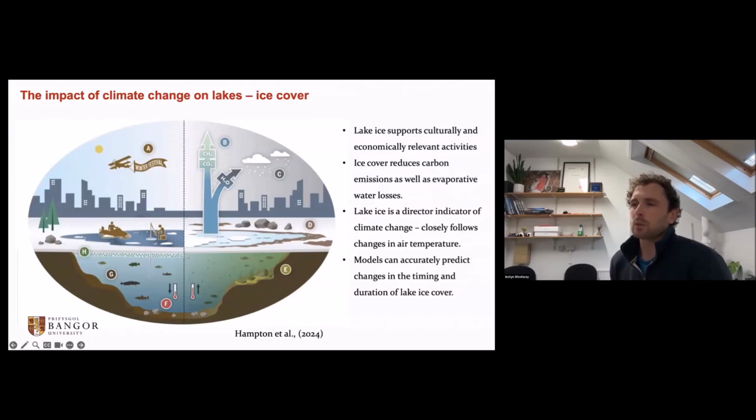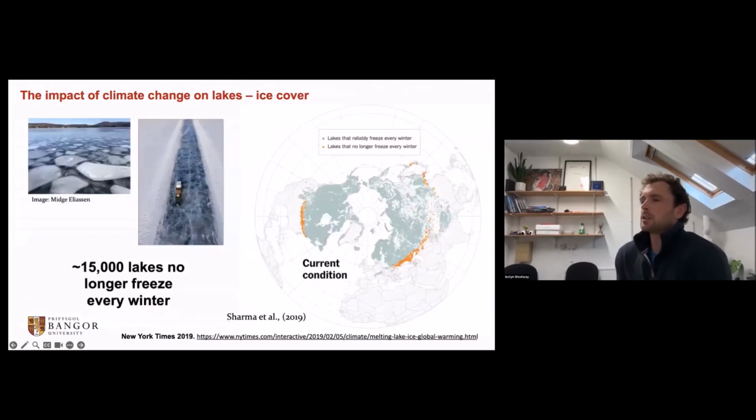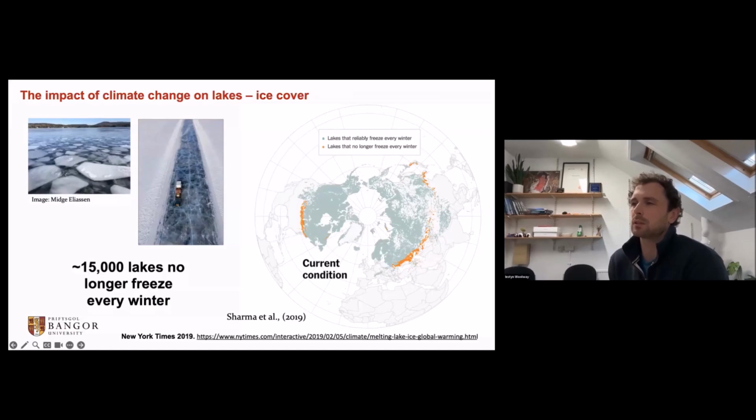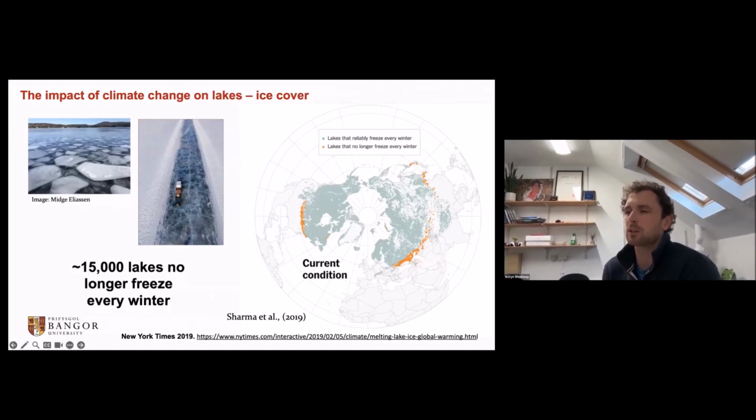So the work that we've been doing looking at ice cover changes directly looks at how the timing of ice cover, so when does ice start, when does it finish, subsequently what is the duration of ice cover in lakes, and how different lakes respond to climate change in this context. Some of the key simulations that we've done in this topic has tried to understand how lakes freeze and the timing of those freeze events in lakes throughout the Northern Hemisphere.